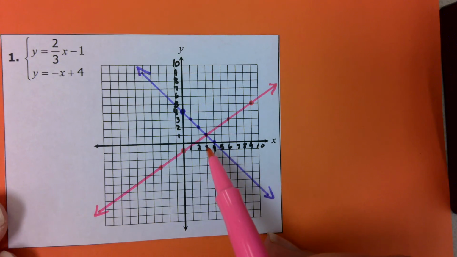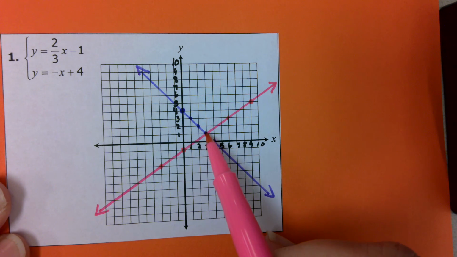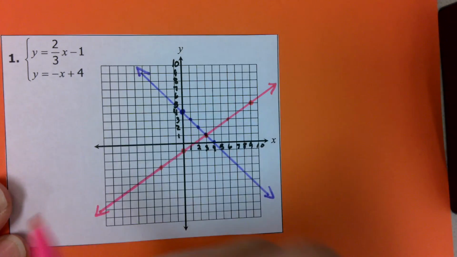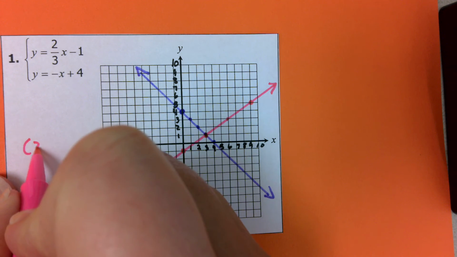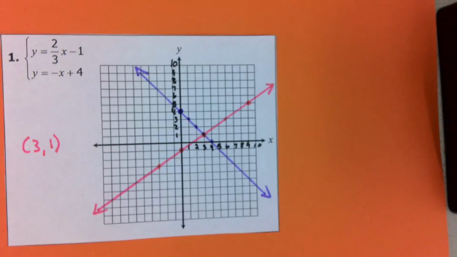All right, so you should have found the point where they intersect, and the x value is 3 and the y value is 1. So your solution was 3, 1. How'd you do on that?